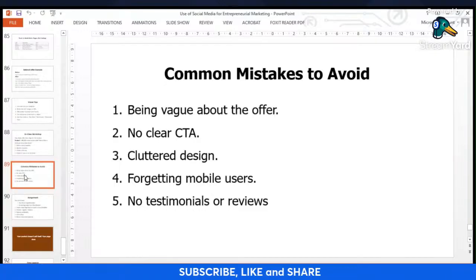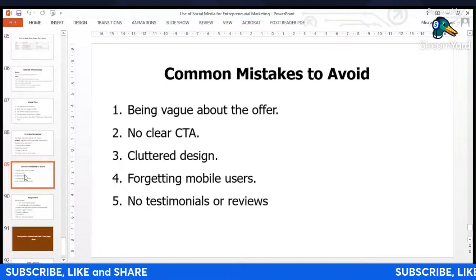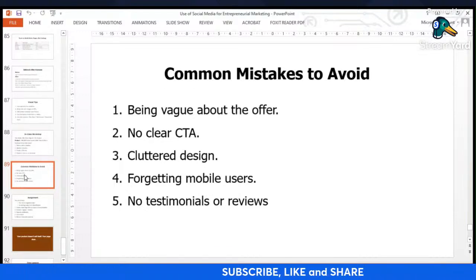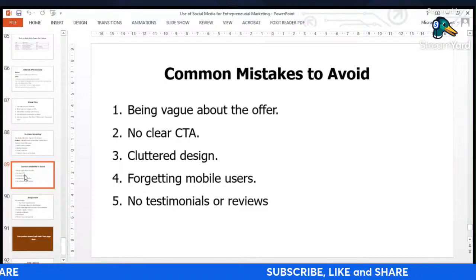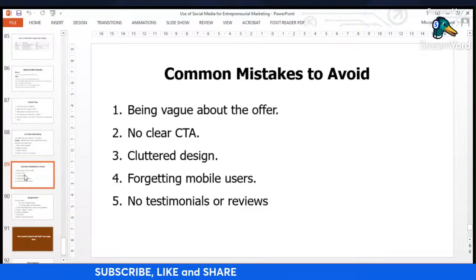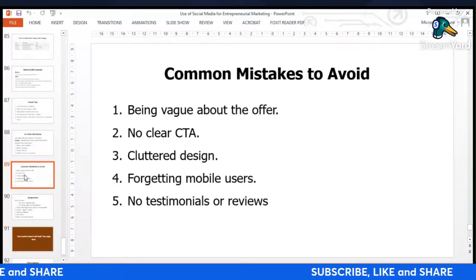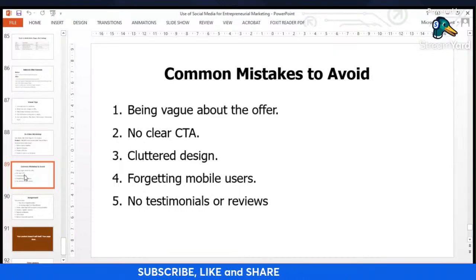Number four is forgetting your mobile users. Maybe you are creating a sales page and you just have the idea that, because you are creating that page with your computer system, everybody will view it in the computer system. You need to have an idea that most people will view your sales page on their mobile devices. So you need to pay attention that the text is clear, people can connect to it, it can flow in a certain way, and irrespective of the device, it still remains visually appealing to them.